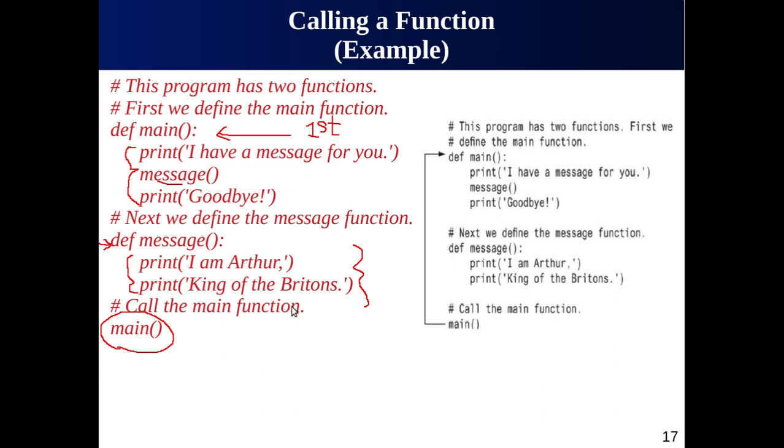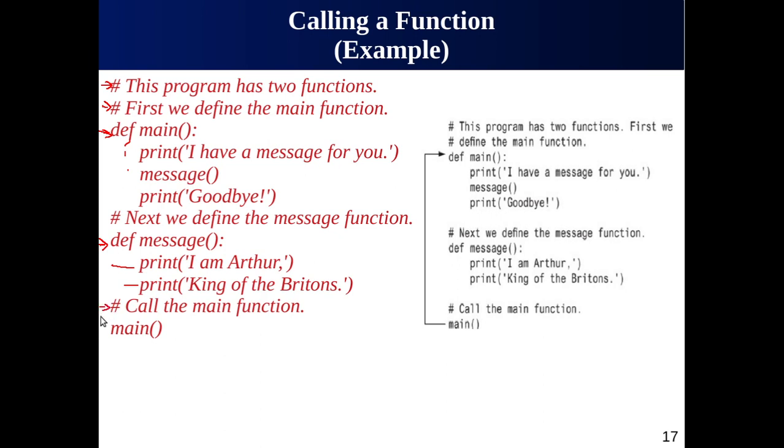So let us see how the program will execute. The interpreter will start execution of this program in a sequential way. First, comments, they will be ignored. Then def main. Memory reserved for this function. And then we encounter a second function. Memory created. The name is message. Statements declared. But do not execute anything here. It is just a definition.